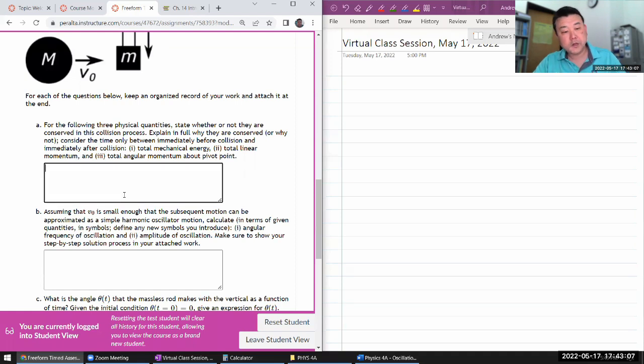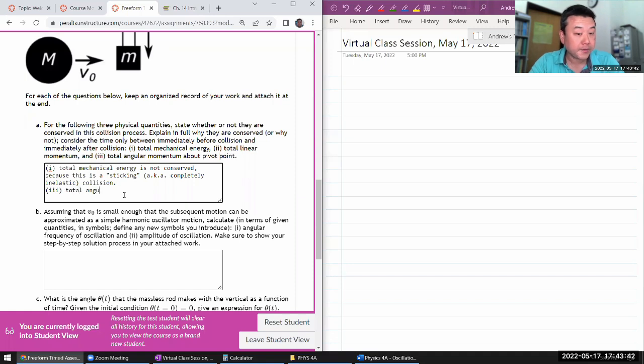I see. Yeah. So I think I can just type an answer out here. So total mechanical energy is not conserved because this is sticking, also known as a completely inelastic collision. And part 2 is actually a little bit tricky, so I'm going to skip 2 for now and answer 3.